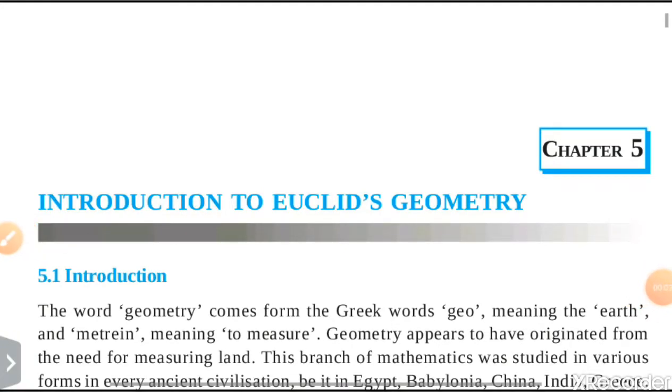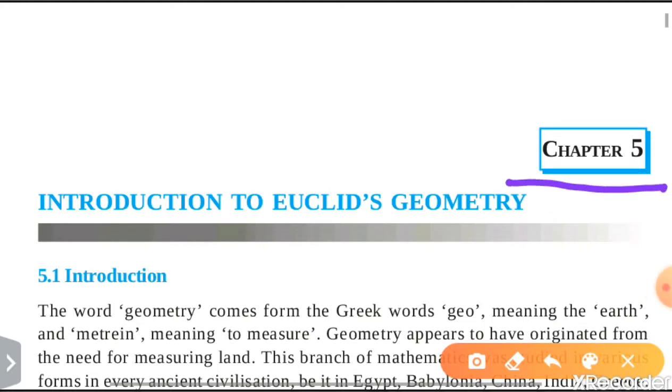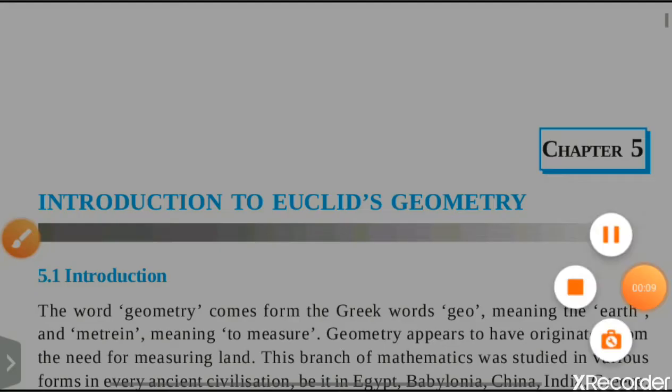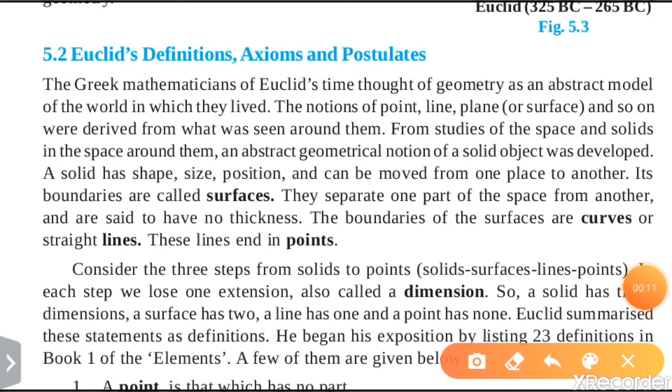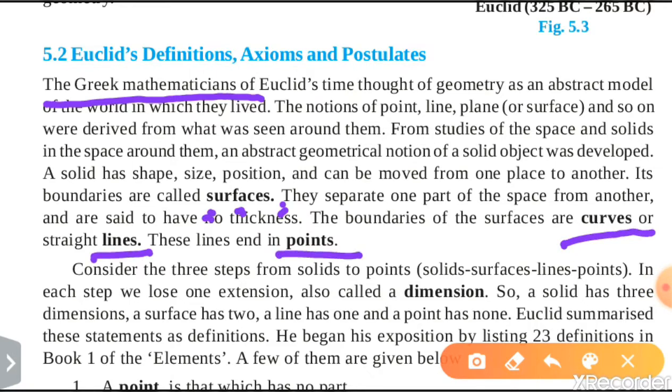Today we are going to discuss chapter 5 of class 9th, Introduction to Euclid's Geometry. Euclid was a Greek mathematician. He told about the concept of surface and curve, line and point. And these lines, the length, breadth and height, he assumed as dimensions.